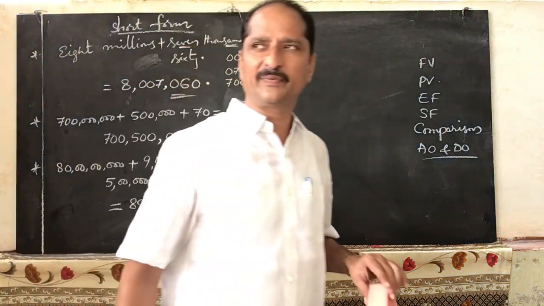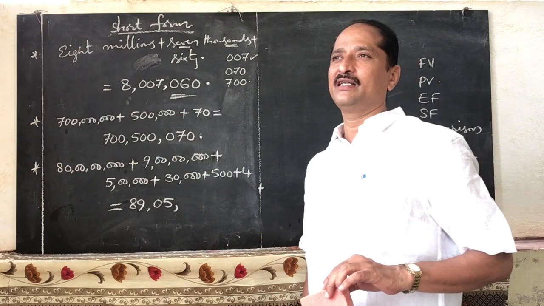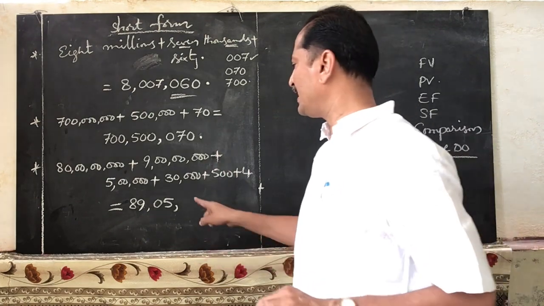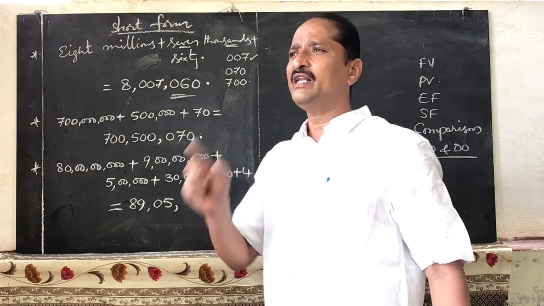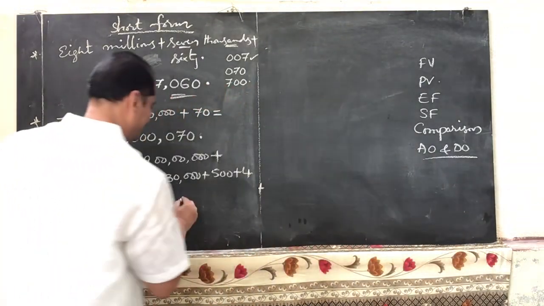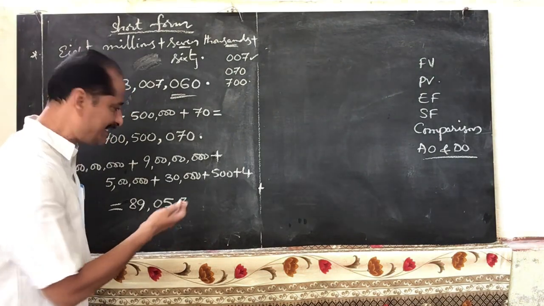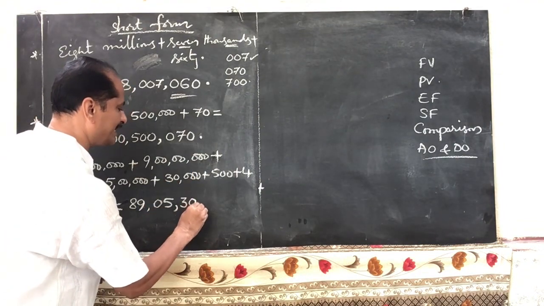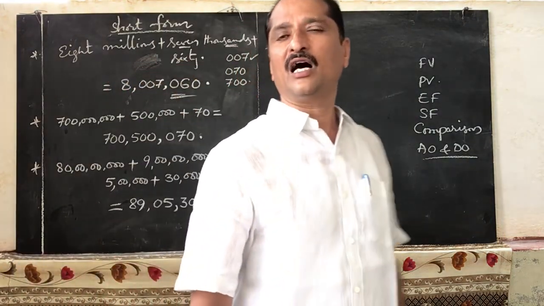Next lower than the lakhs period, the thousands period. The thousands period has 2 places: 10,000s and 1,000s. But here only 30,000 is given, no thousands, and 30,000 means only in the 10,000s place we have a digit. So in the 10,000s place you have to write 3. Next lower than 10,000, the 1,000s place. Is there any digit in the 1,000s place? Any thousands? No. So we have to write down 0. So 30,000s. Now the units period has 3 places. How many?